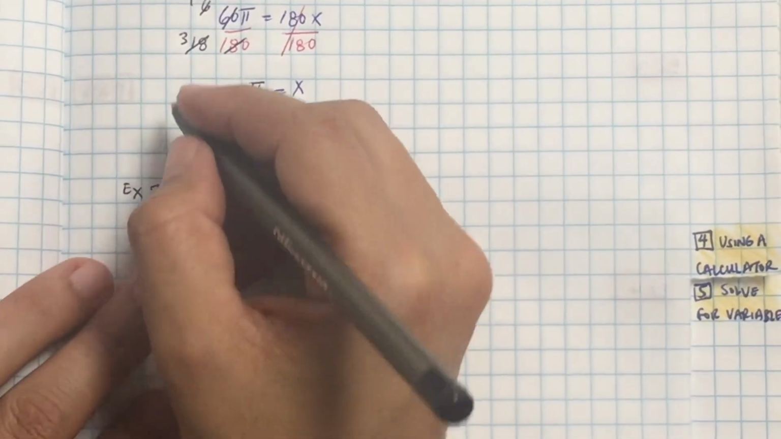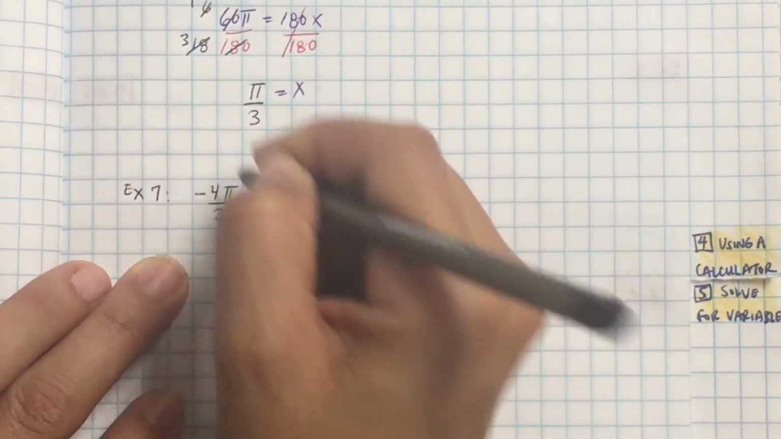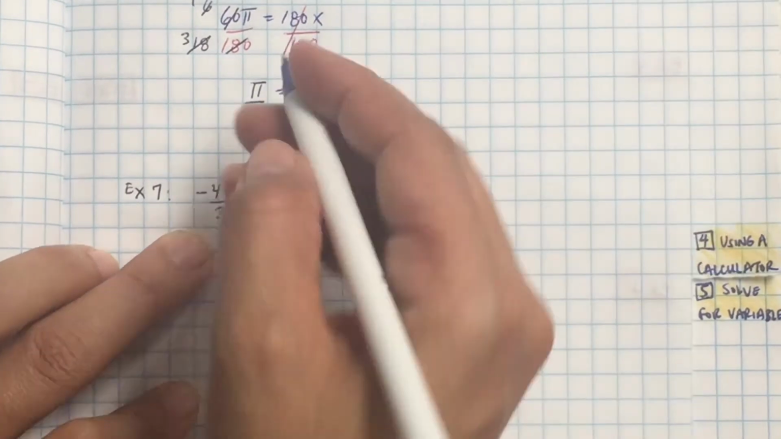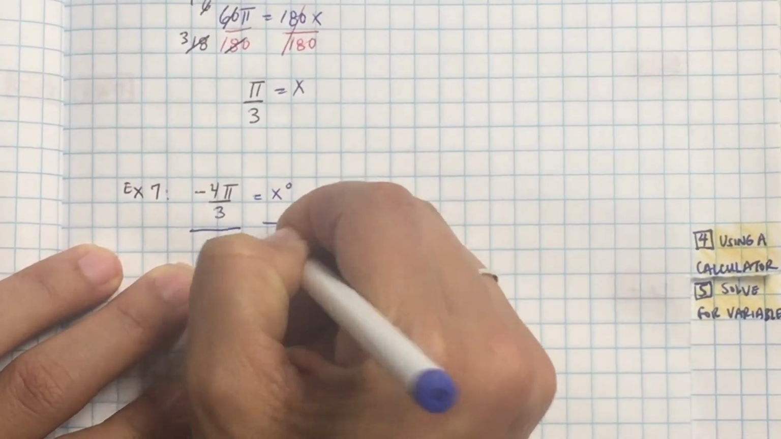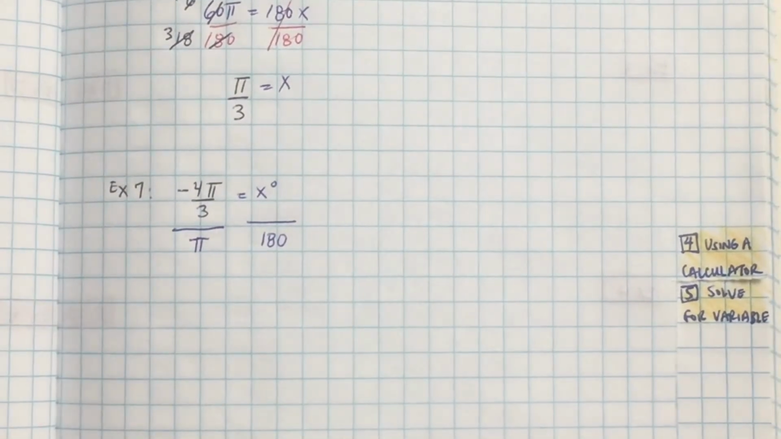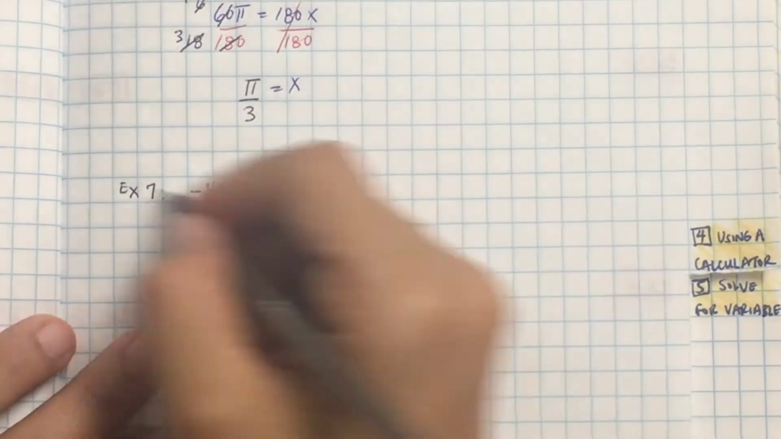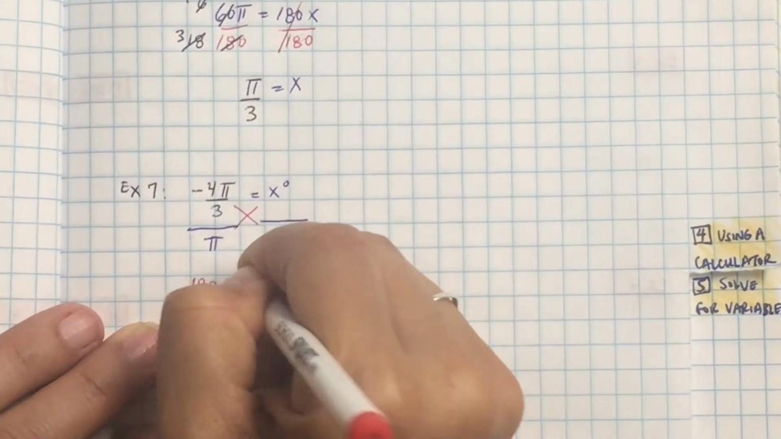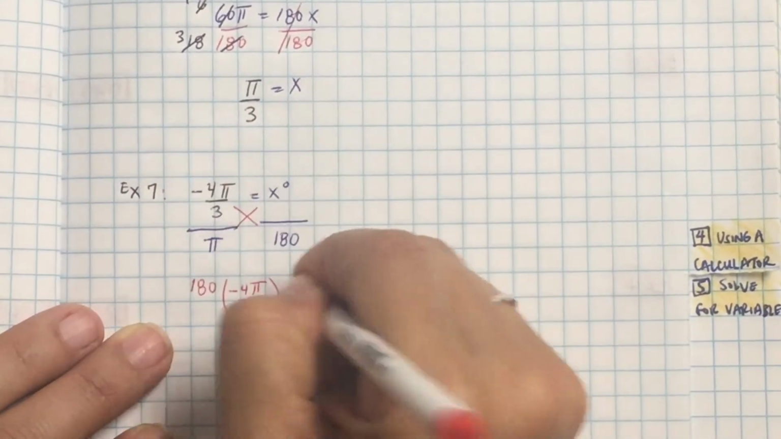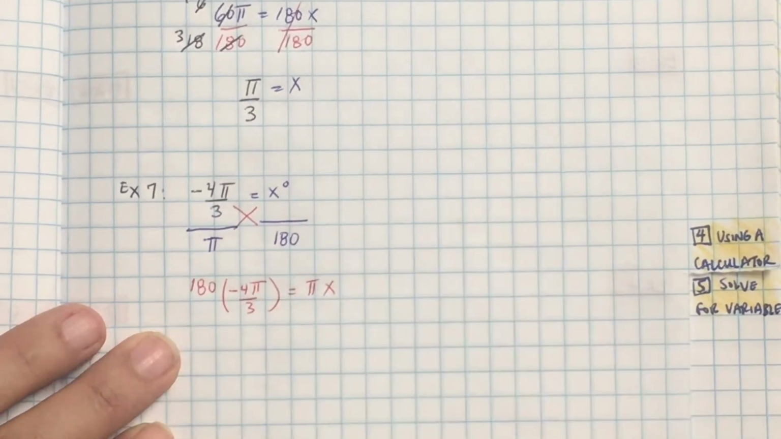This time let's do radians to degrees. So let's say you're given negative 4 pi over 3. That's radians, and we have to turn it into degrees. So x degrees. Radians with radians. So 1 radian equals 180 degrees. So you see under each other, radians with radians, degrees with degrees. Cross multiply and divide. So 180 times negative 4 pi over 3 equals pi x.